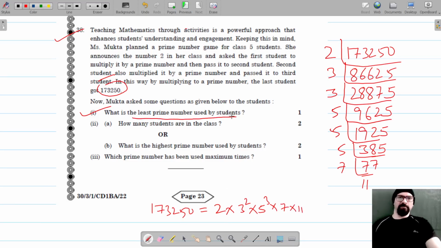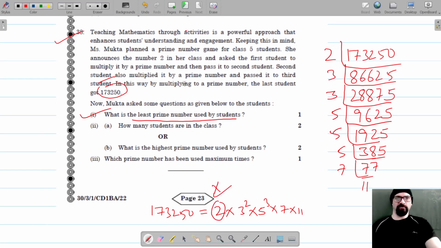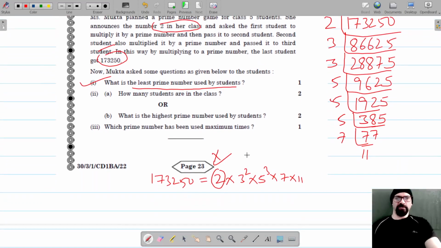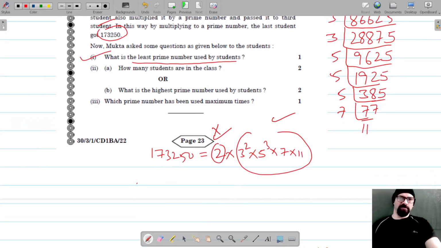So what is the least prime number used by the students? Here the least prime number is 2, but this was not used by the students. This was announced by Miss Mukta in her class, and the first student uses the next one. So these are the prime numbers used by the students, and the least prime number used by the students is 3.